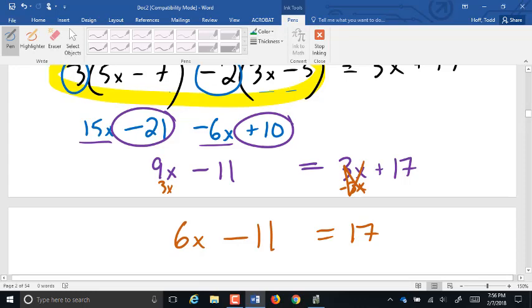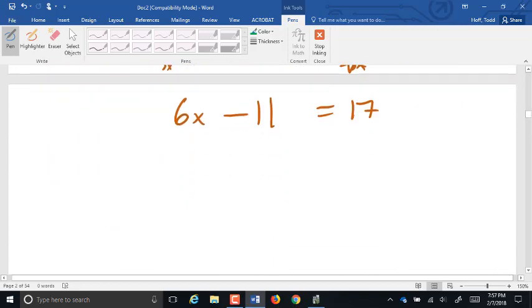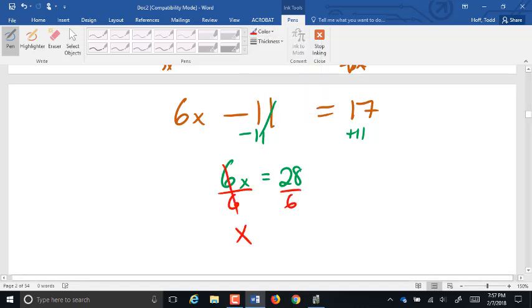Now we are ready to do step 3, which is the solve. Remember, solve means you take it apart. This was built: x was multiplied by 6, and then 11 was subtracted. We take it apart by adding 11. 6x equals 28. And then dividing by 6. X is 4 2/3.